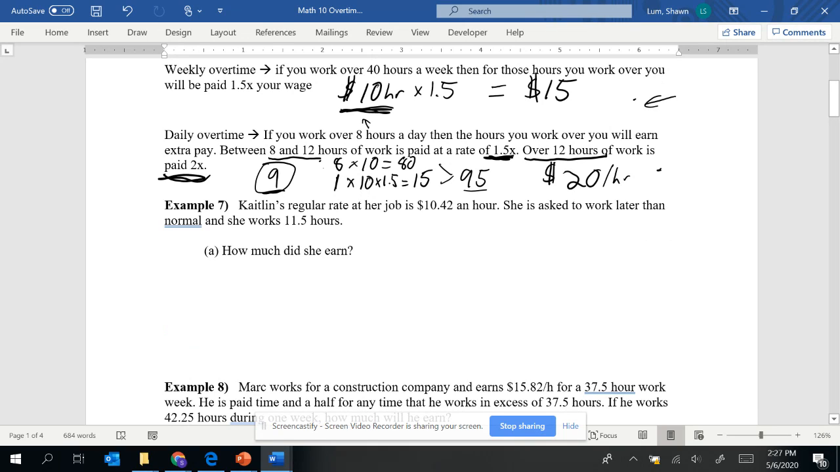So here's a question right here. It says Caitlin's regular job pays $10.42 an hour. She is asked to work later than normal, and she works 11 and a half hours. So how much does she earn?